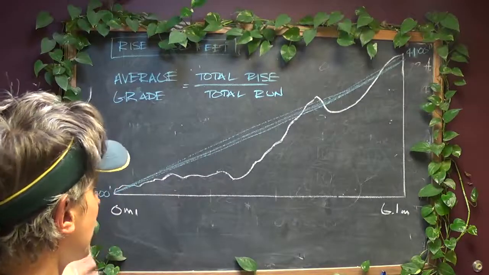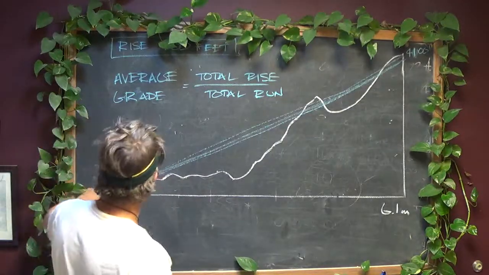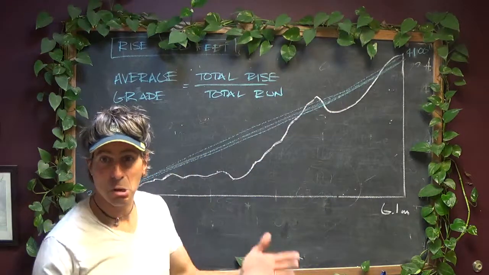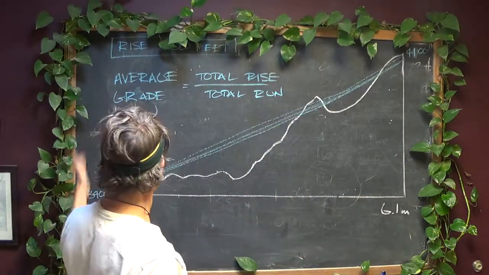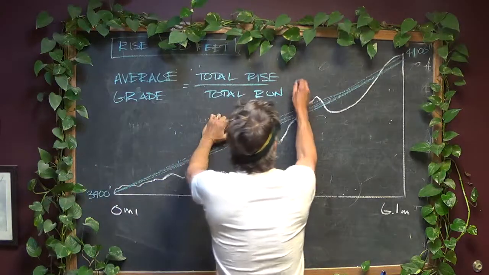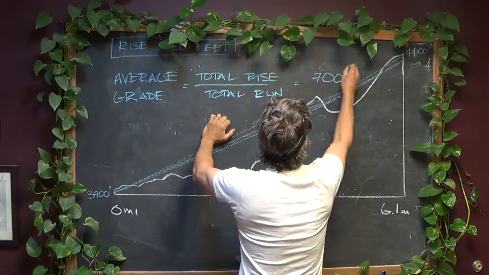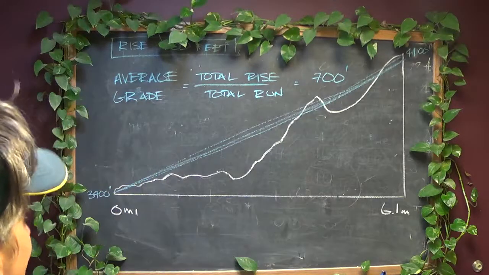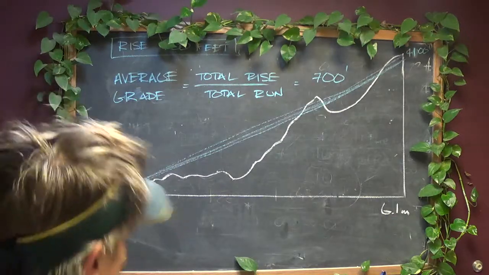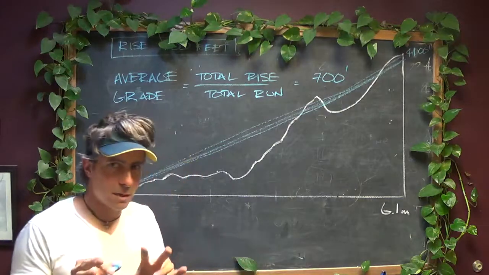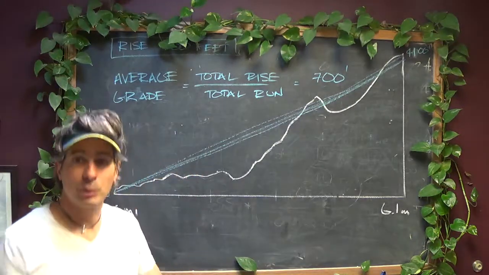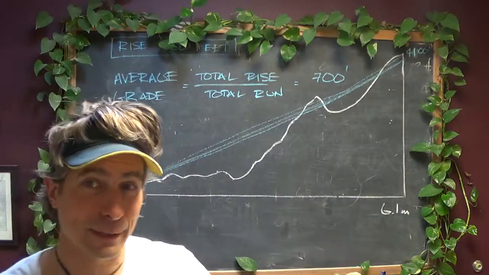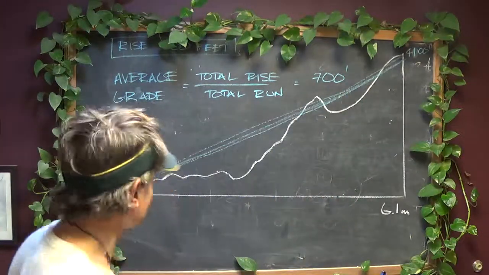So all we've got to do, we're going to ignore all of this shucking and jiving up and down and just say, you know what? You started at 3,400, you got to 4,100, that means you went 700 feet. That's it. You went 700 feet. No problem. Now, how about the run? Now, the run is a little bit tricky for two reasons. The simpler of the two reasons we're going to deal with right now. The slightly more nefarious of the two we're going to deal with in the next video.